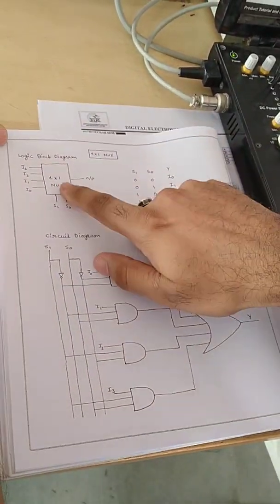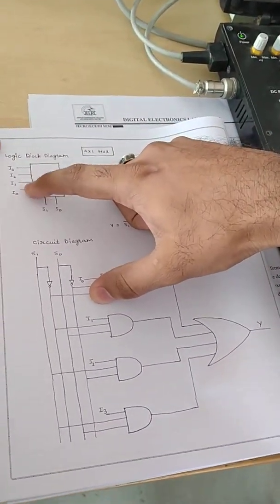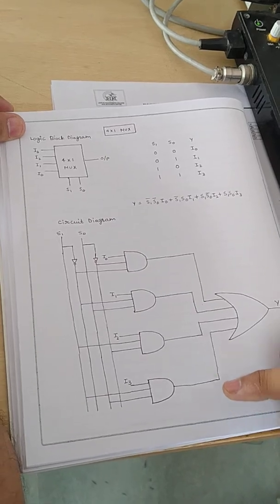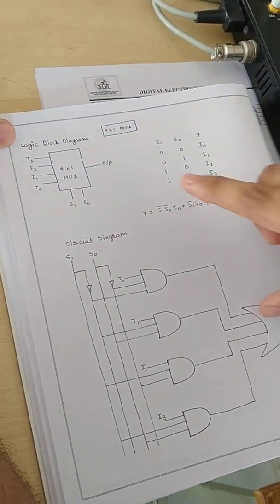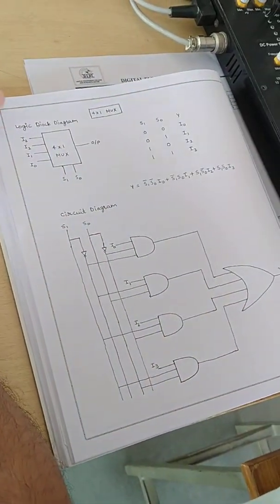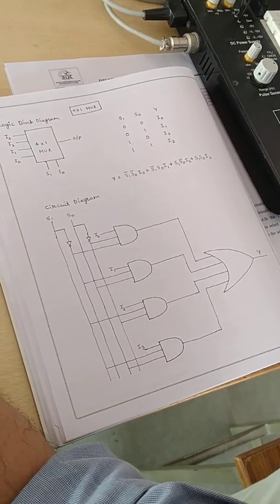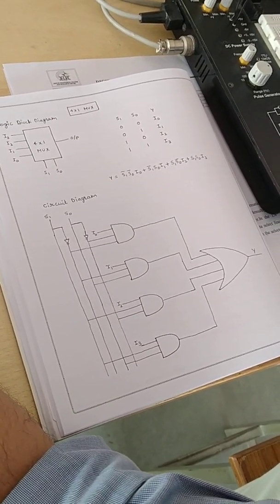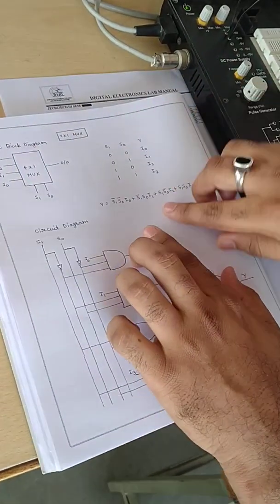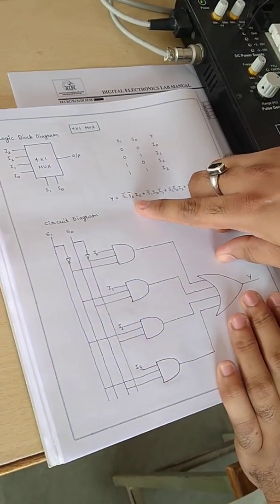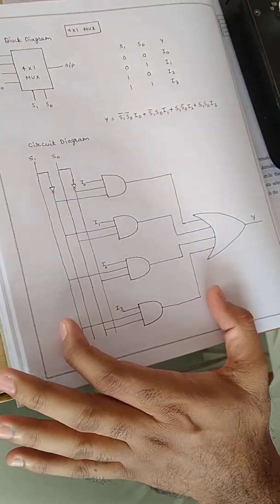This is a block diagram of the 4x1 mux, where I3, I2, I1, I0 are the input lines, and S1, S0 are the select lines, where this is the output. In the mux, we will get a single output from multiple inputs. This is known as the mux. This is the truth table of this mux, and this is the final equation of the output, and the circuit diagram of the mux.